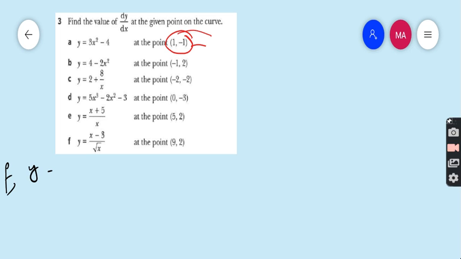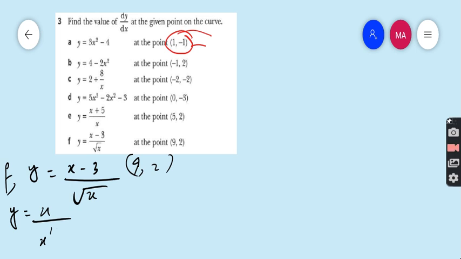Part F is y = x − 3/√x, and the point is (9, 2). So y = x/√x means x^(1/2), minus 3/√x means x^(−1/2). So y = x to the power 1 − 1/2, and this is x to the power −1/2.